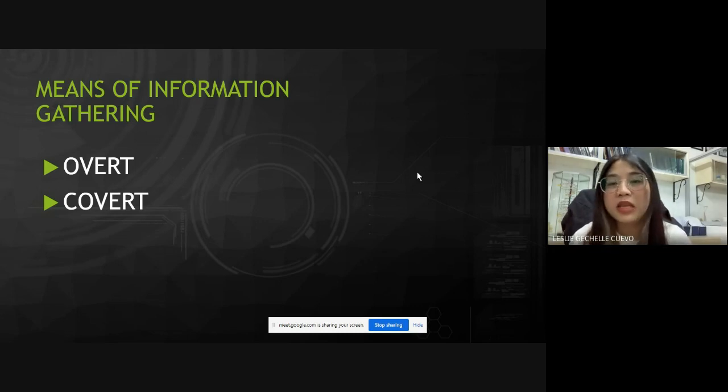So there are two means of information gathering. It's either you do it overtly or covertly. Alam niyo na to, di ba? Pag overt, you do it openly. And covert, naka-cover nga siya. So closed. You are doing it secretly.